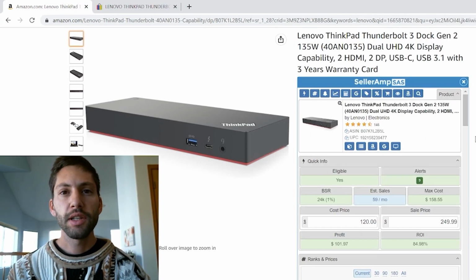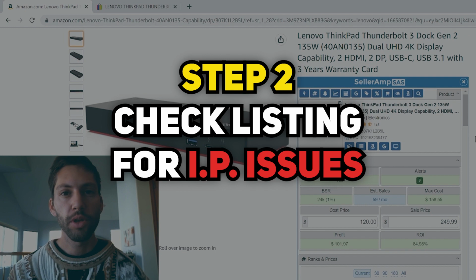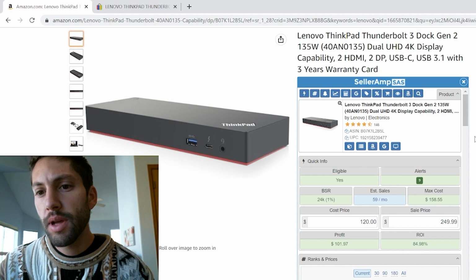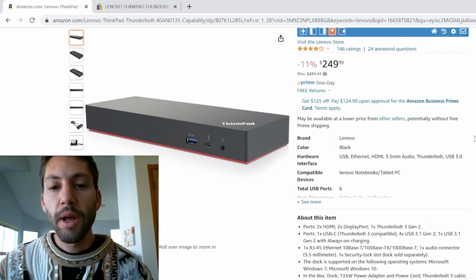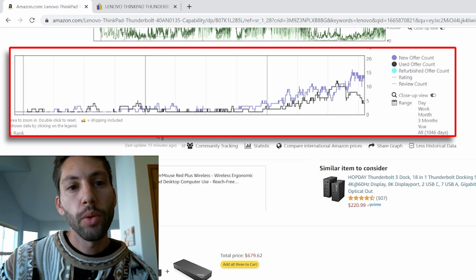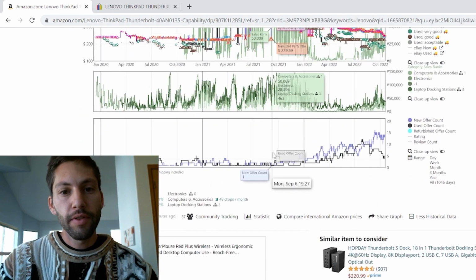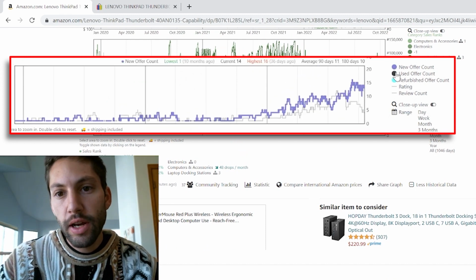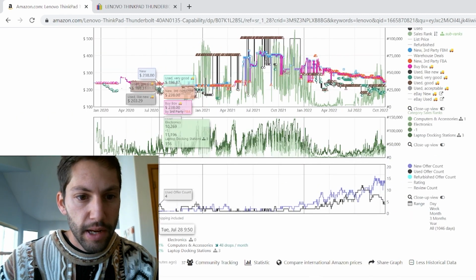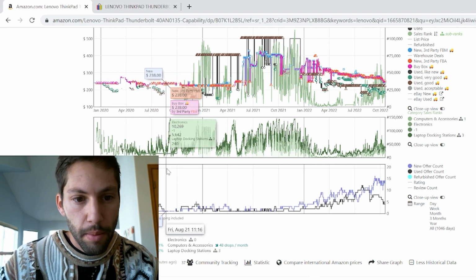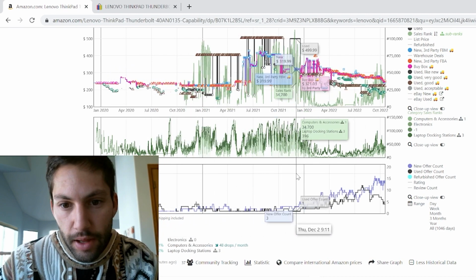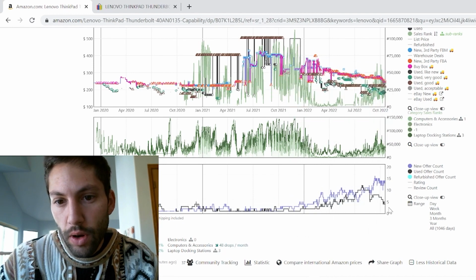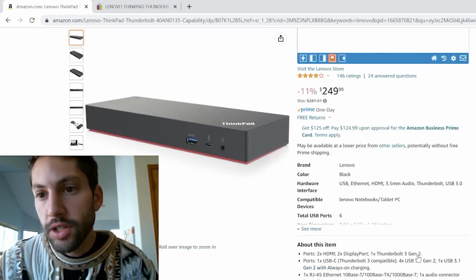Then we're going to check the listing to see if there are going to be any IP issues with this listing. So we're going to check to see if the brand is selling the item and if the Keepa offers are showing a massive dip in sellers. So what I do is I look at the bottom section of Keepa where it shows the offer count. This is the new offer count, this is the used offer count. In the past, it looks like there just weren't that many people on this listing, and now it looks like there's a lot of people on the listing. It never goes back down to one person just sitting there on the listing, so that's a good sign.